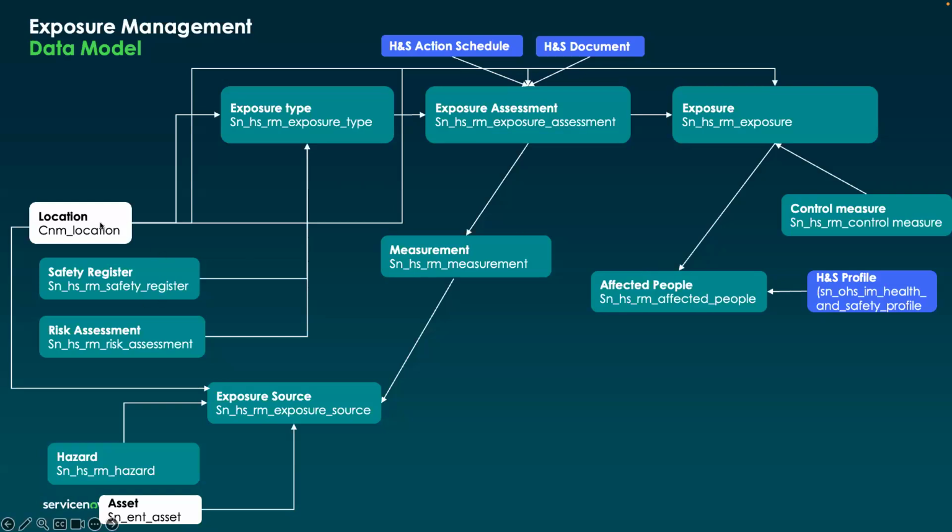The white boxes essentially are platform tables, so like location or asset. These are unique tables that are part of health and safety as a product, but are used across other areas. So for example, documents or profiles. And then we have our, I guess this is teal here, is part of exposure management within our risk management plugin.